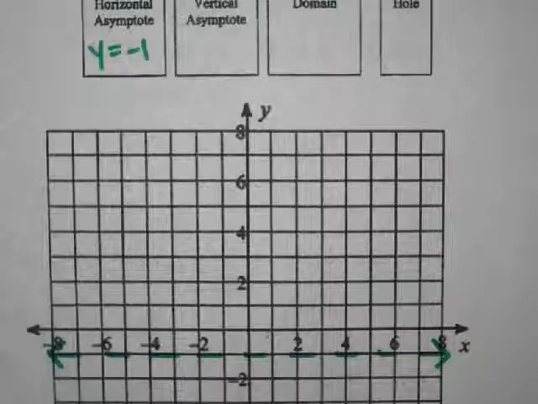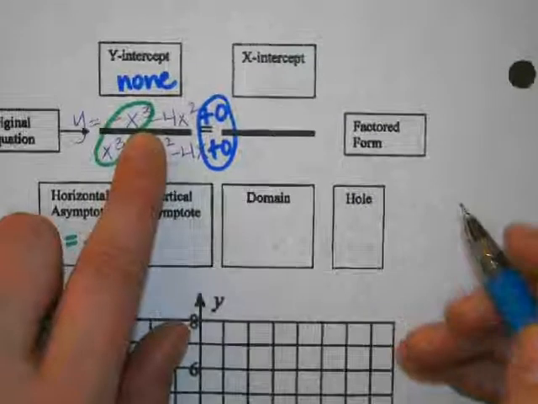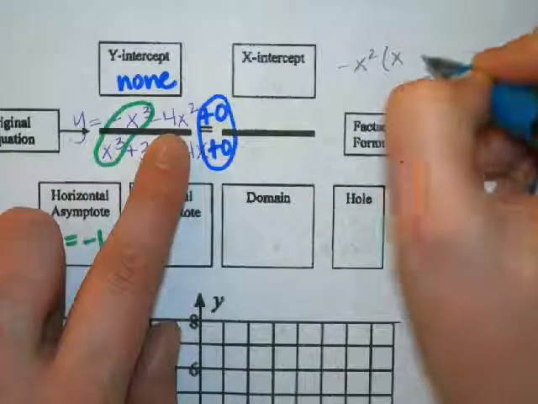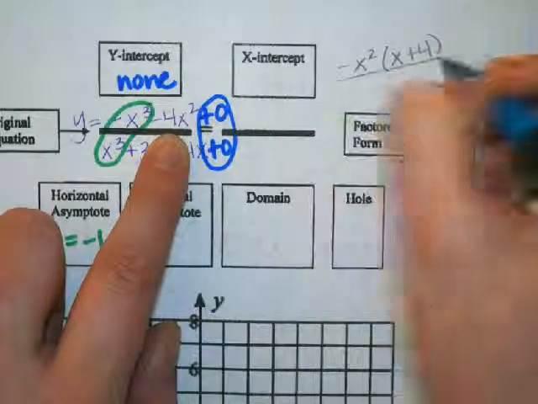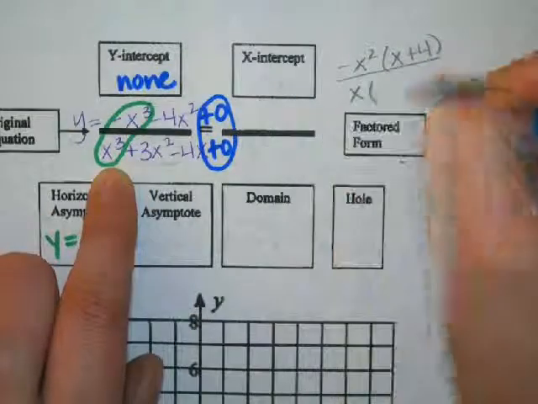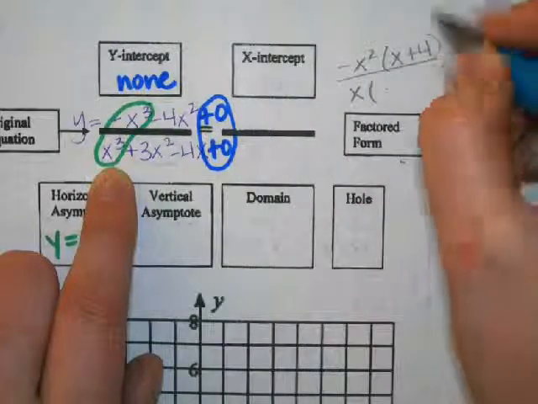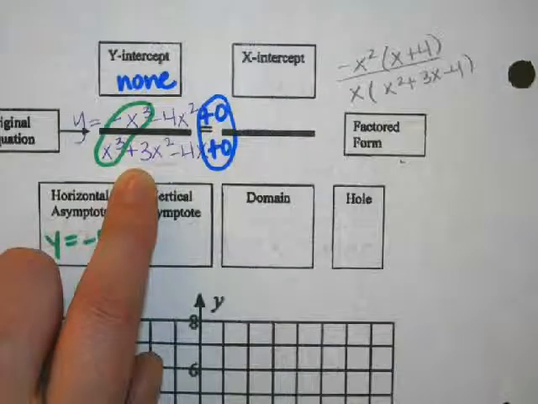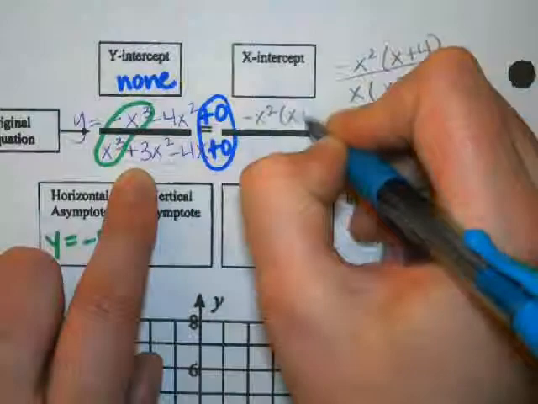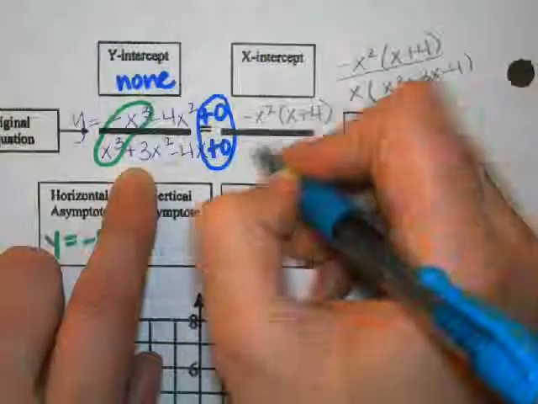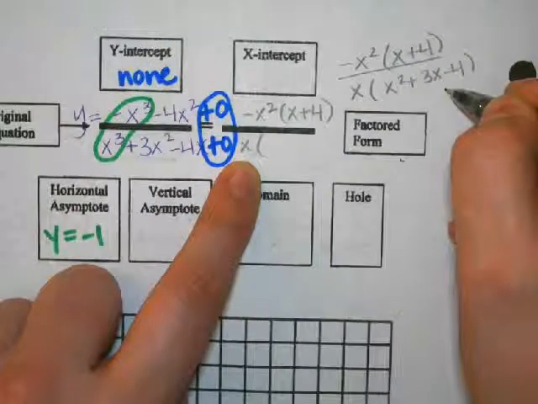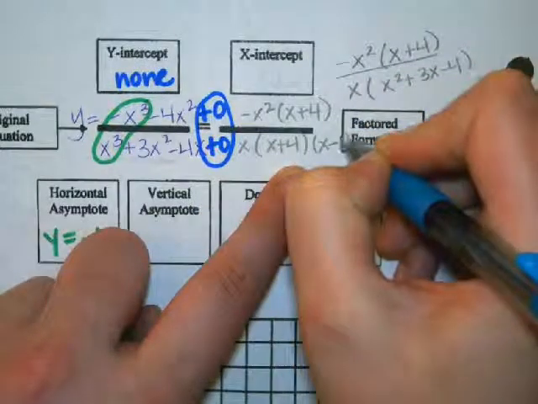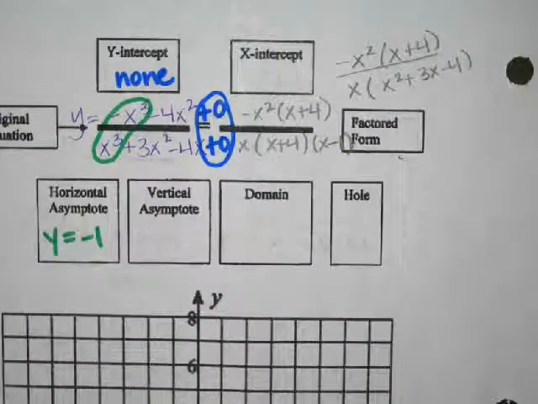All right, so next we have to factor. How do we factor this one? Take out a negative x squared, and that leaves you with x plus 4, okay? On the bottom, we'll take out an x, and that leaves us with... so we have negative x squared and x plus 4. And then on the bottom, we have x and x plus 4 and x minus 1. Okay, so what's interesting about this problem?